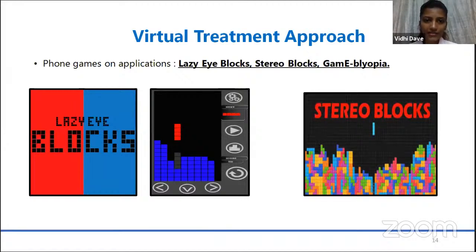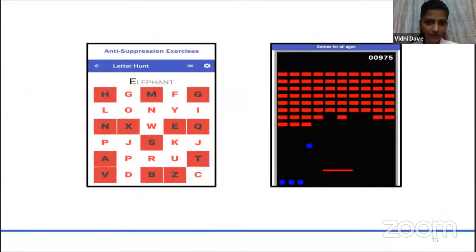The three games that I usually use with my patients are Lazy Eye Blocks, Stereo Blocks, and Gamey Amblyopia. They involve a lot of scanning, a lot of accommodation, a lot of near vision, a lot of convergence. We see a lot of contrast sensitivity activities. So a lot of these parameters are taken care of when we play these games. There's also a lot of scientific research proving the efficacy of these games for amblyopia.